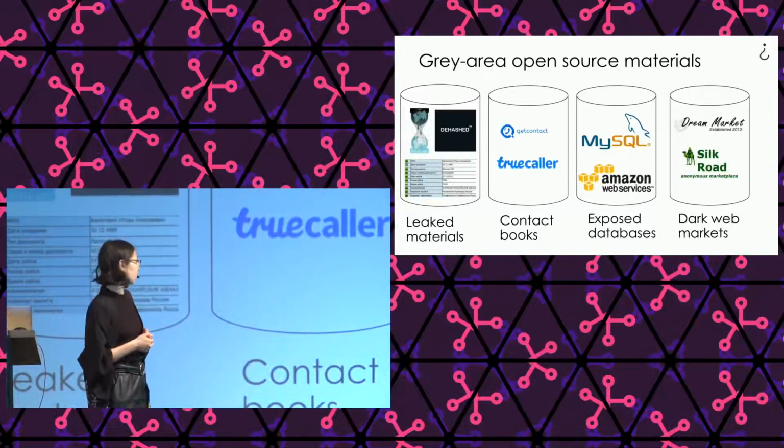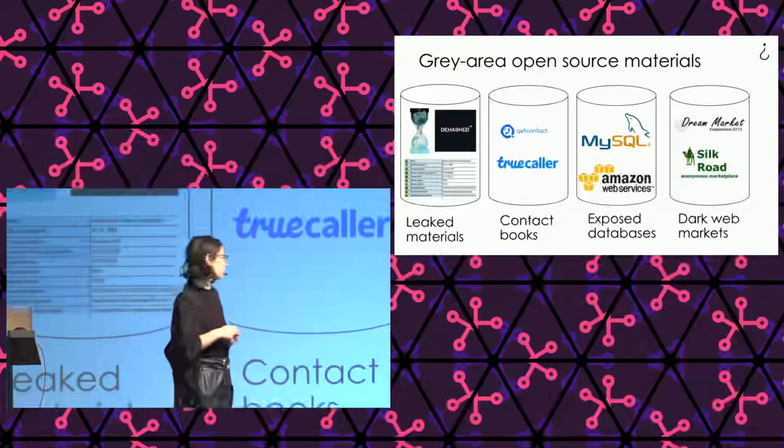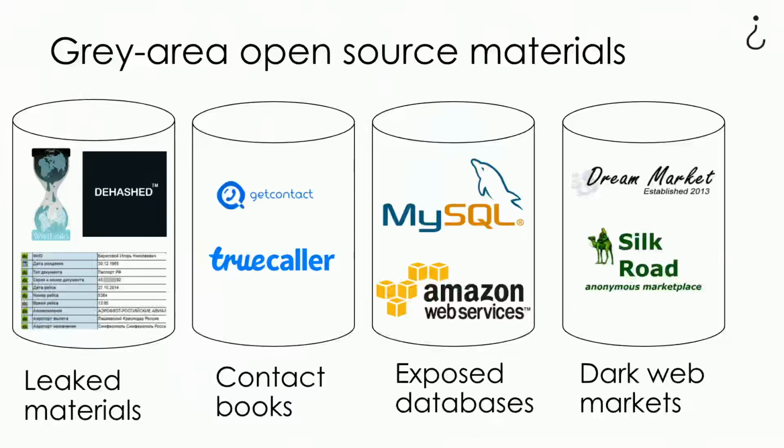The next one exposes databases, on MySQL, Amazon Web Services, but also Google Sheets and stuff. And these are databases that users have, but they don't really know that they made the database public. And then again, there's this ethical question: are you going to use this information when the user didn't actually know that they made it public, okay?